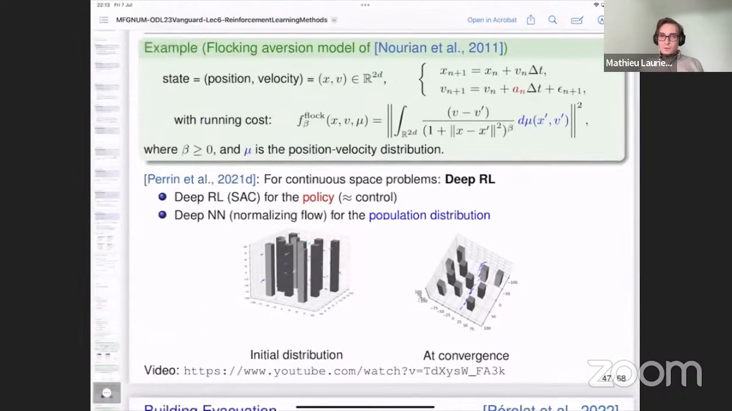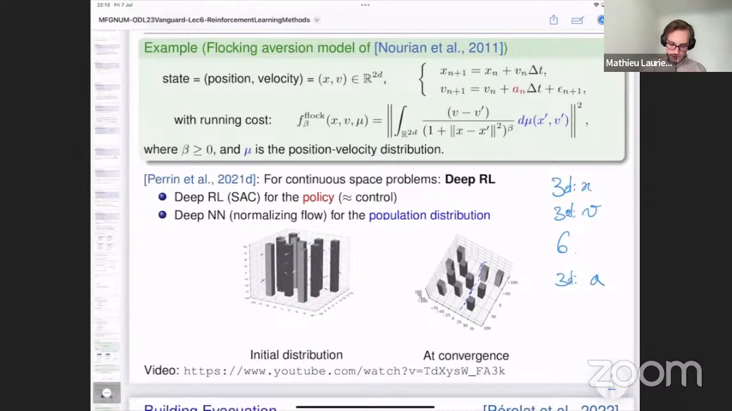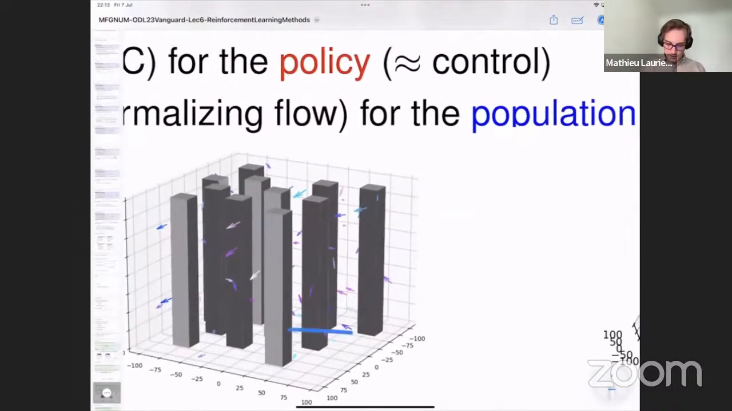Another example, this time in continuous space, but in higher dimension 3 plus 3, right? Because we have 3 for X and 3 for V. So the state is in dimension 6, and the control, the acceleration, is in dimension 3. So the dimension here is pretty high, in particular approximating the distribution in dimension 6. It would be difficult with an empirical distribution. As you can see here, the birds are pretty spread. So if you use an empirical distribution, you are not going to get a good approximation.